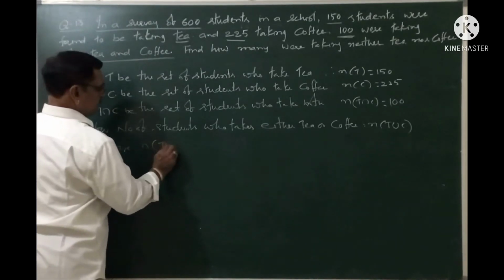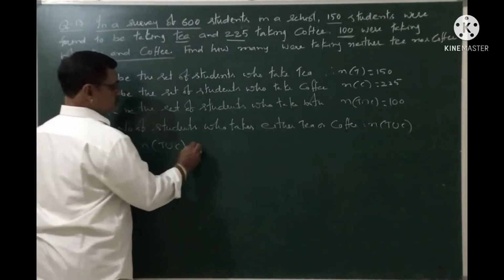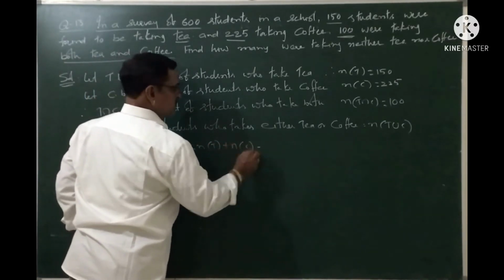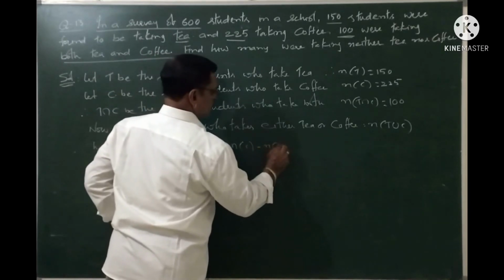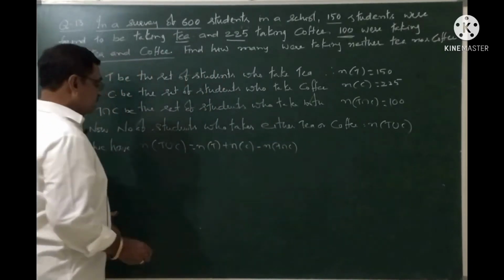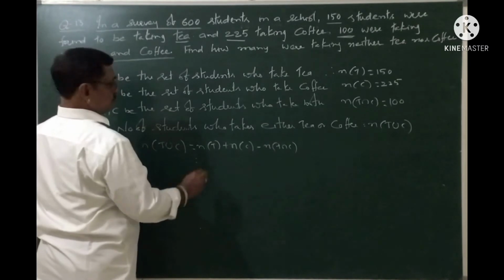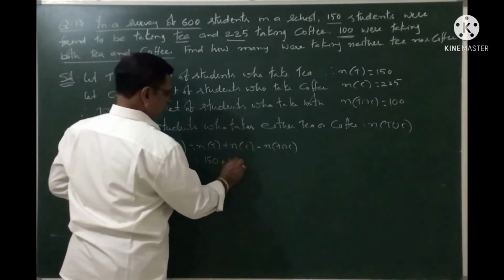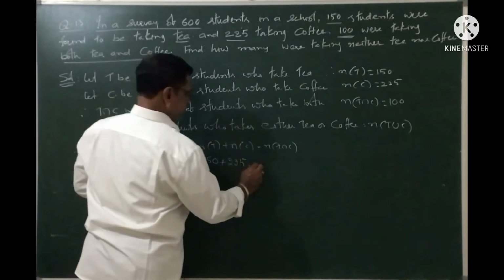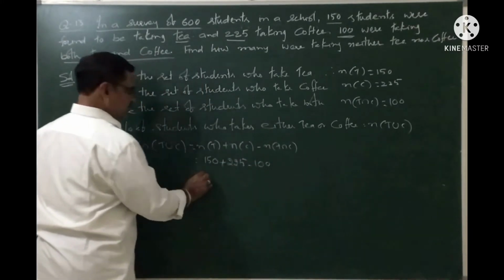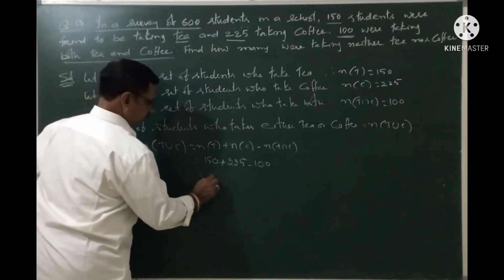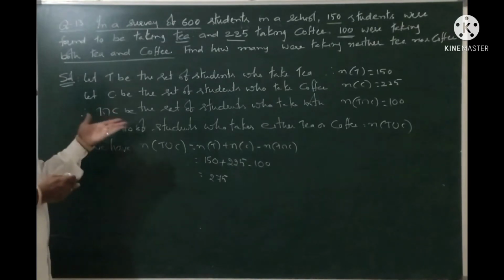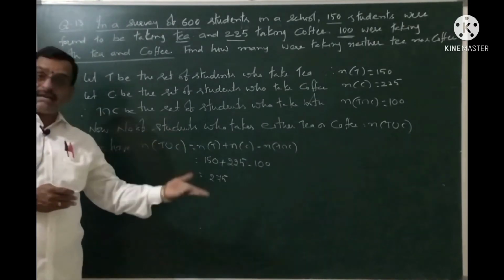n of T union C is equal to, we have the formula n of T plus n of C minus n of T intersection C. Substituting the values, we have 150 plus 225 minus 100, which gives you 275. So in that survey, 275 students take either tea or coffee.